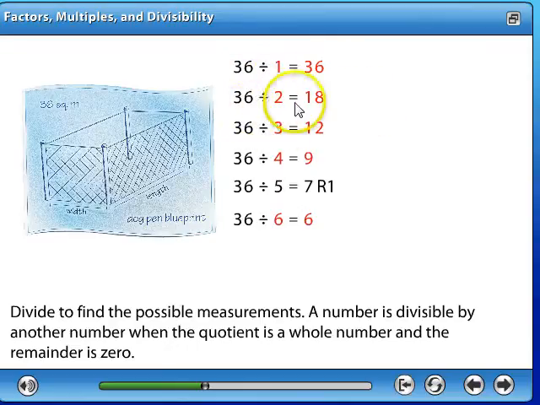36 divided by 2 equals 18. 36 divided by 3 equals 12. 36 divided by 4 equals 9. 36 divided by 5 is 7, remainder 1. But remember, we are looking for numbers where the quotient is a whole number. So 7 remainder 1 is not a whole number, that gives you a remainder, so this does not work. So we go to the next one, 36 divided by 6. That does work. 36 divided by 6 is 6. So it has to be a whole number in order to be a factor or to be divisible by something.